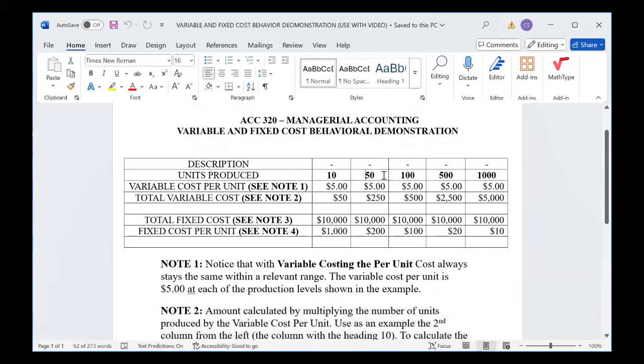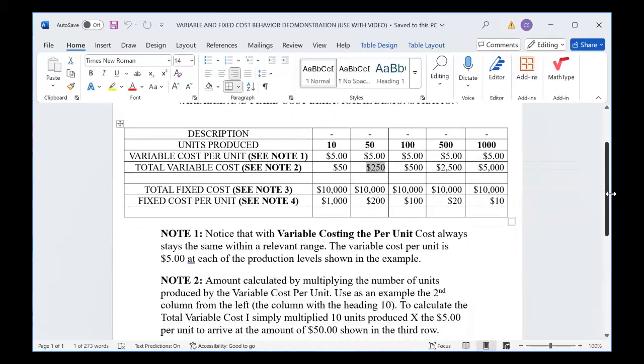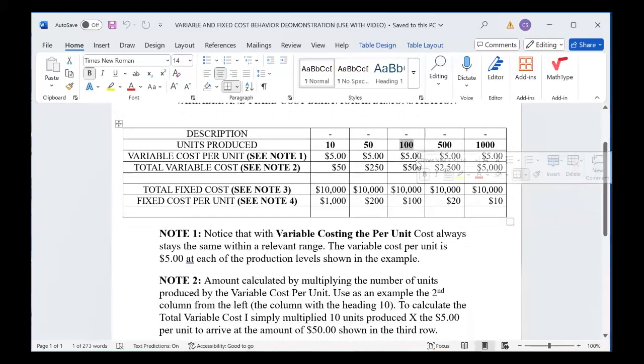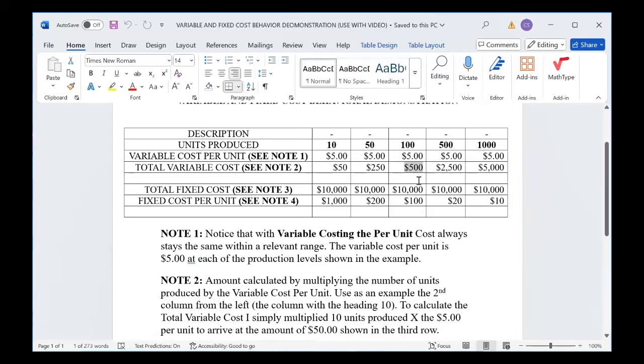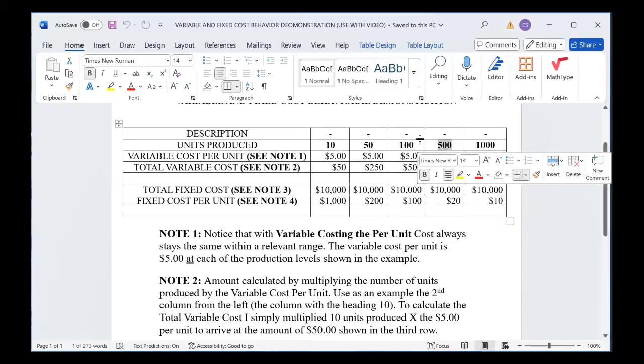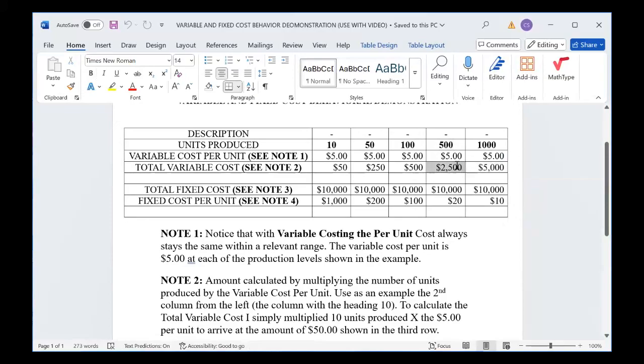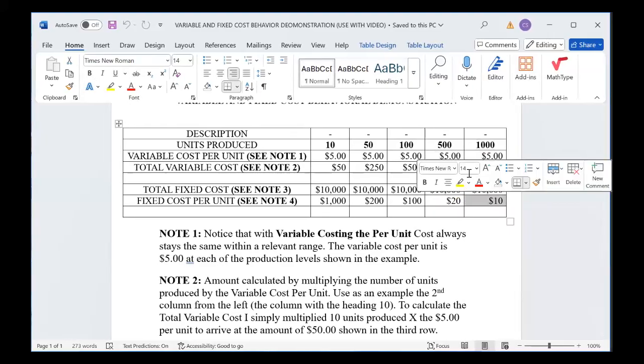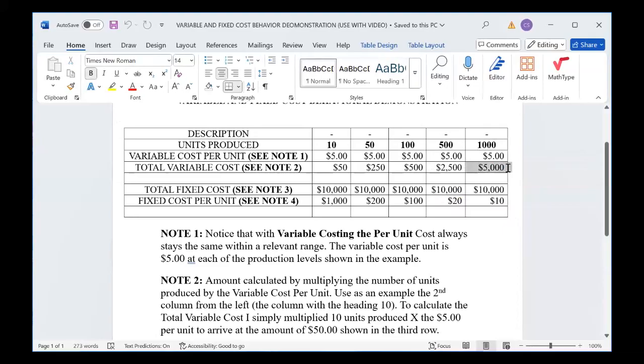If I produce 50 units times $5 per unit, it's going to cost me $250. If I make 100 units at $5 a unit, it's going to cost me $500. If I make 500 units at $5 a unit, it's going to cost me a total variable cost of $2,500. And if I make 1,000 units at $5 a unit variable cost, it'll cost me a total variable cost of $5,000.